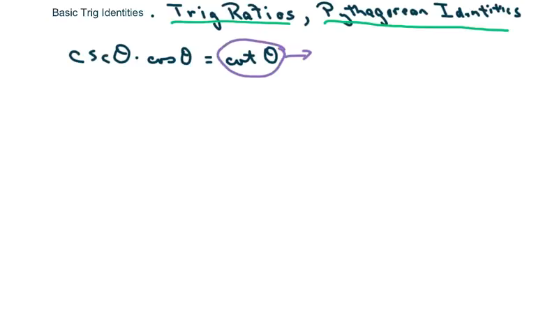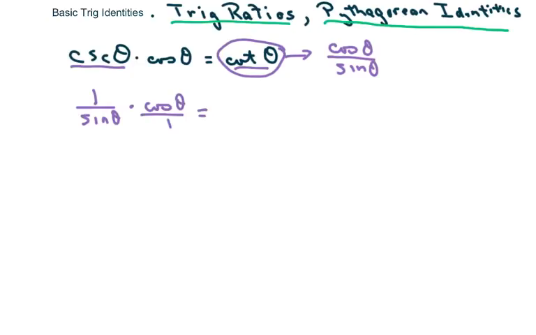If you want to, you can work on this side. We know that cotan of theta, if you do your trig ratios, is cosine of theta over sine of theta. That might help if you're not sure what that looks like yet. And we know that cosecant of theta is 1 over sine of theta. So we're going to multiply that by cosine of theta. I'll go ahead and put that in fraction form. And that gives me cosine of theta over sine of theta. So we indeed match these two here.